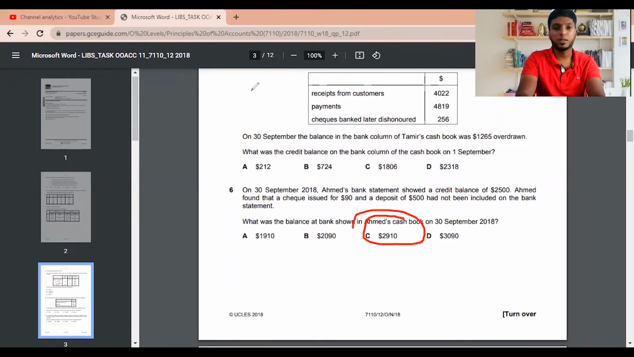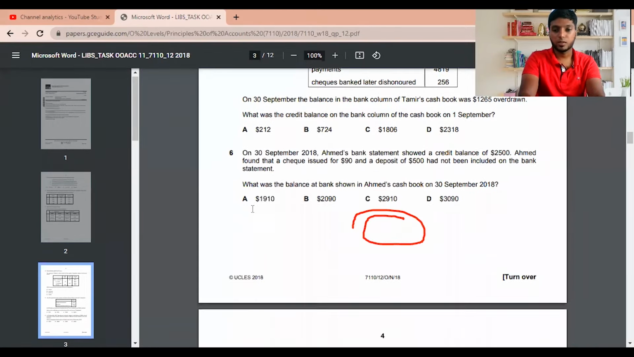So let's move on to the next part of the question.